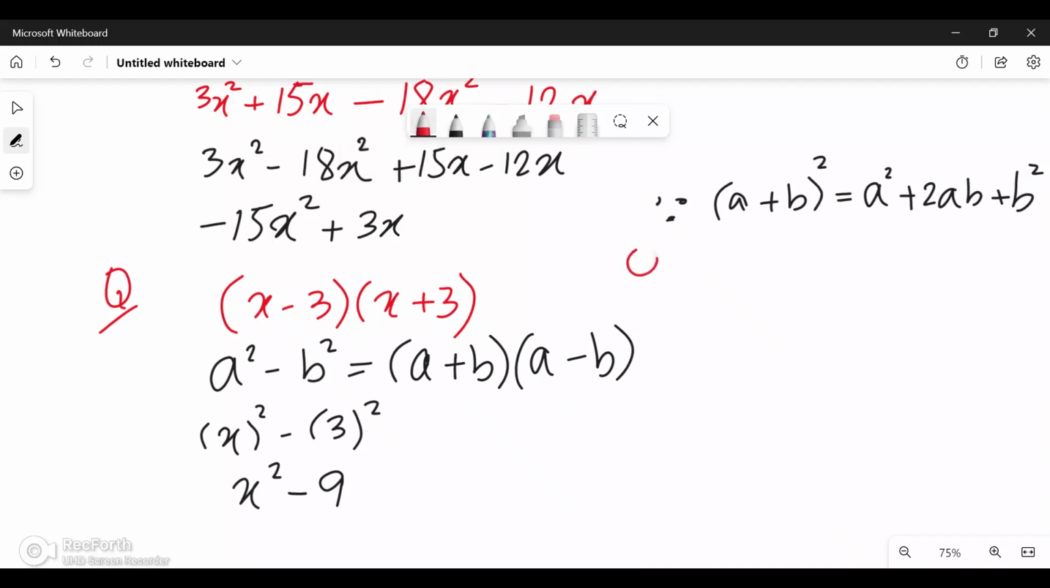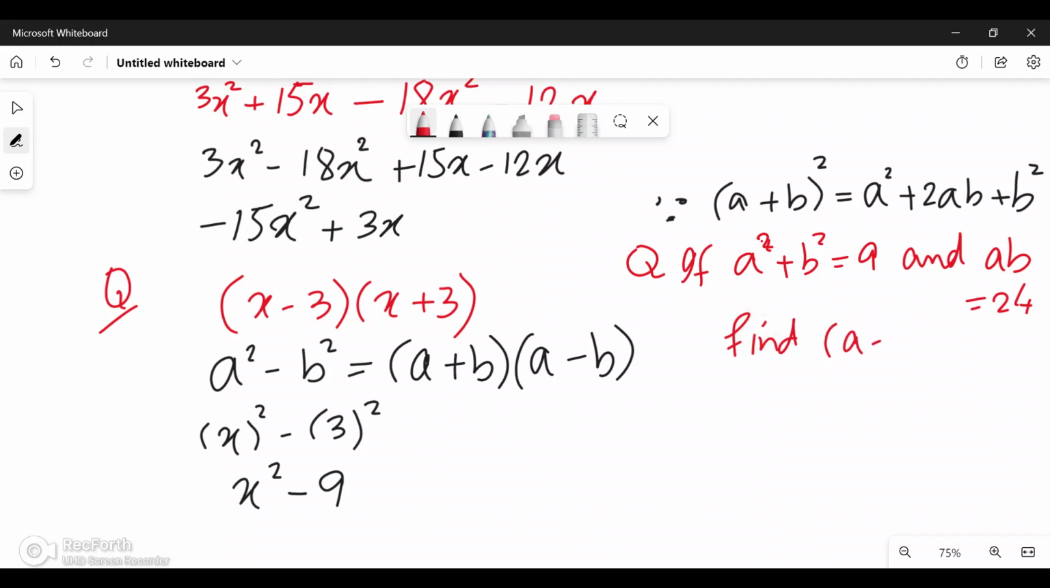Now if I give you a question regarding this identity: if a square plus b square is equal to 9 and ab is equal to 24, find a plus b whole square, or find the value of a plus b whole square. Now you will simply copy the identity that is provided: a plus b whole square is equal to a square plus 2ab plus b square.